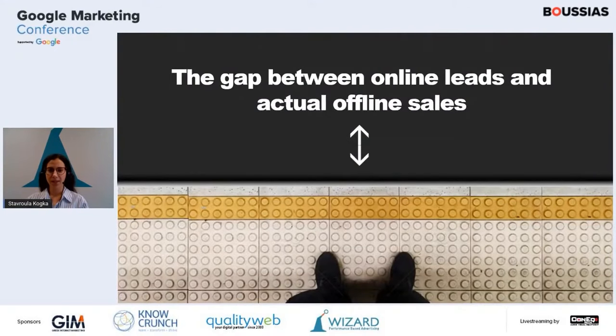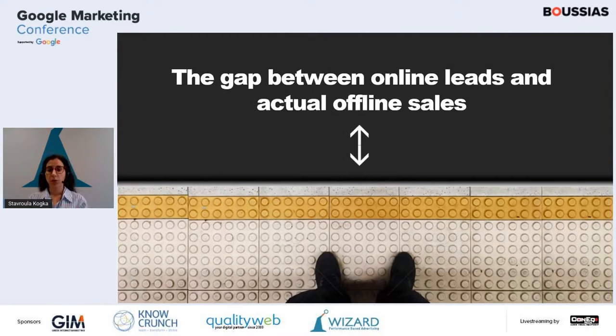So, the gap between online leads and the actual offline sale. I think all performance marketing experts have come across this issue at some point in their careers. I definitely have, especially those who handle lead generation campaigns, where the ad almost always doesn't lead directly to an online sale, but instead starts the customer down a path that ultimately leads to a sale that happens in the offline world. That process, of course, is making it hard for advertisers to calculate the final conversion's value and their ad investment's ROAS, which is very important.